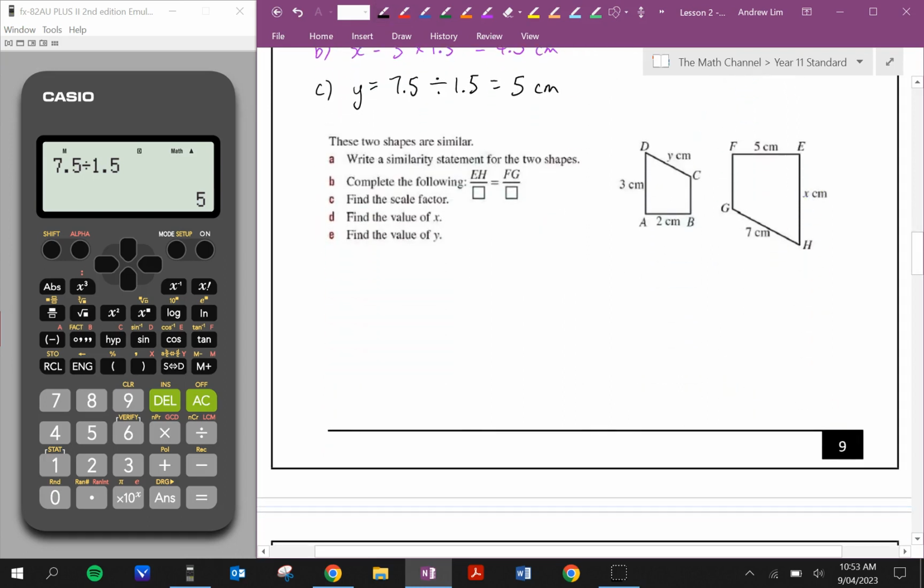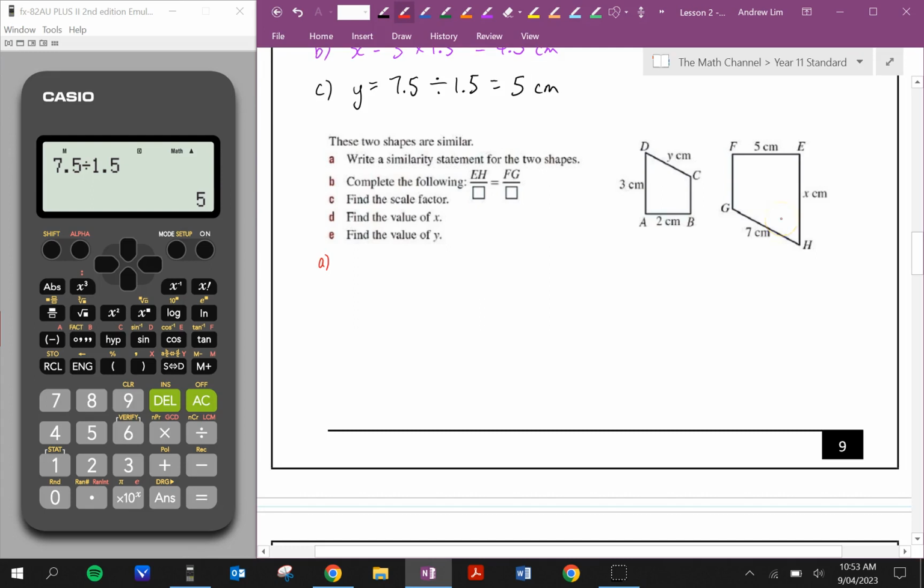Right, this question says that these two shapes are similar. Write a similarity statement for the two shapes. Complete the following. Find the scale factor, find the value of x, and find the value of y. Let's pause the video and see if we can have a go with this. Alright, question A, a similarity statement.